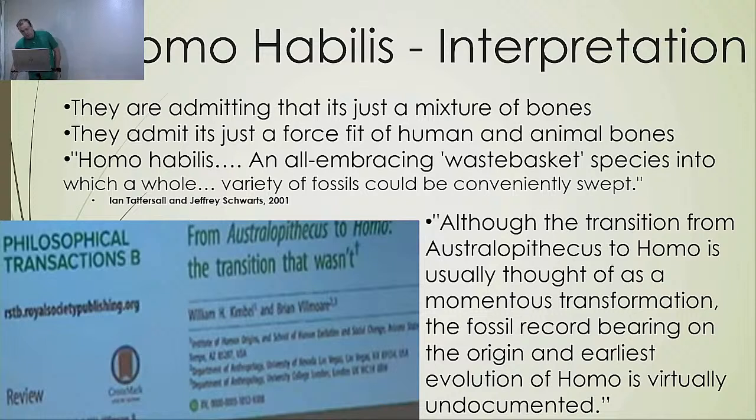Now even evolutionists are saying that it's just a mixture of bones. They admit that. They have tried to force fit this with human and animal bones to try and get some sort of transition species. They even call it a wastebasket species. And so they've tried to get a transition species from the very ape-like ones that they even have to admit are ape-like to the more human ones, which are virtually identical to humans, minus a few characteristics that we're going to go over here next. And this is one of the best ones for that. Yet it's a wastebasket, as they themselves call it.